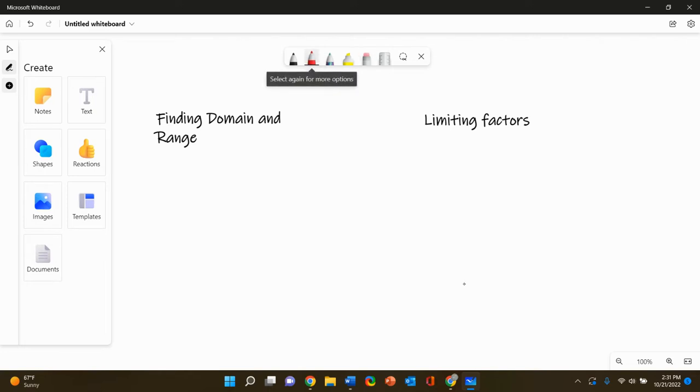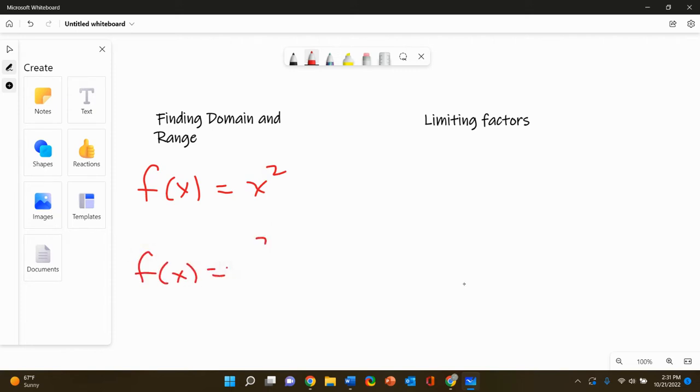We're going to look at f of x equals x squared. We're going to look at f of x equals 3 divided by x. And we're going to look at something like f of x equals the square root of 2x plus 5. So now how can I find domain and range for these things?